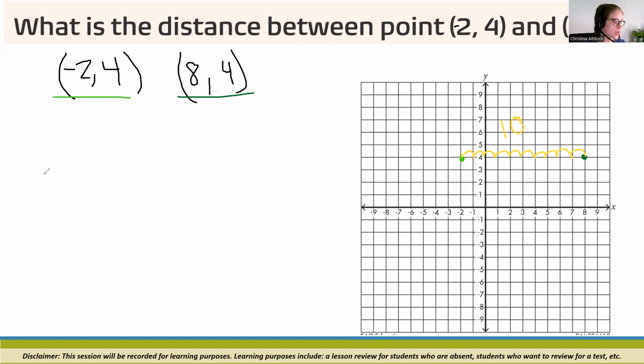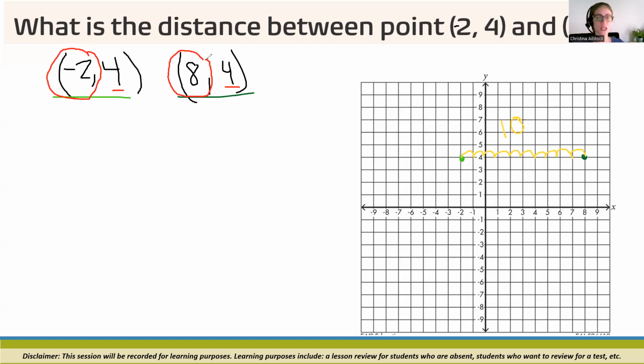Now, if we choose to do it without the graph, well, when we look at our points here, we don't really need to worry about that y value because it's a 4. That's what stayed the same. That's what's making it a nice straight line. What we want to focus on to find that distance are the x values in this case. You always want to look at those numbers that are different. That means they're spread apart. So we want to find what's the difference between the two.